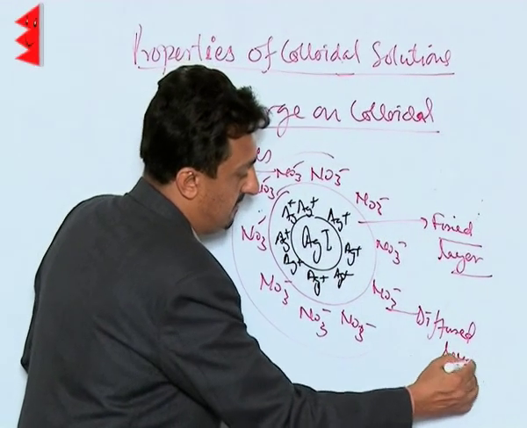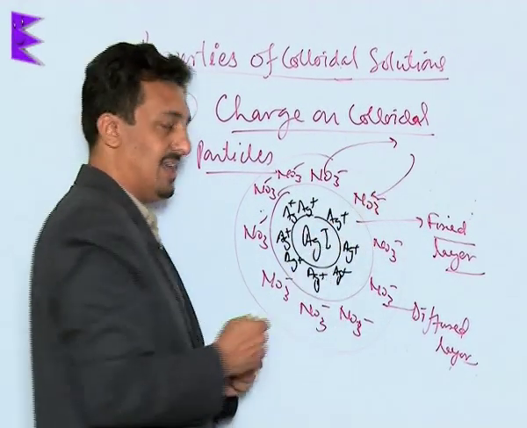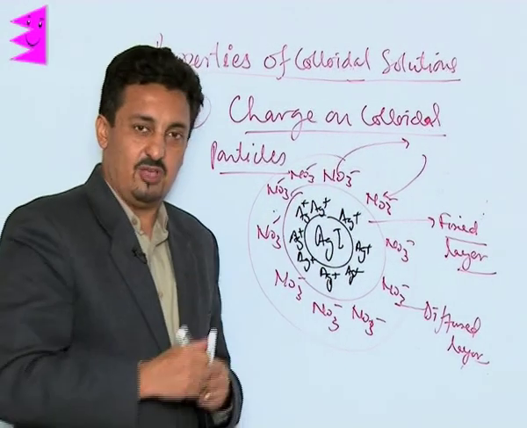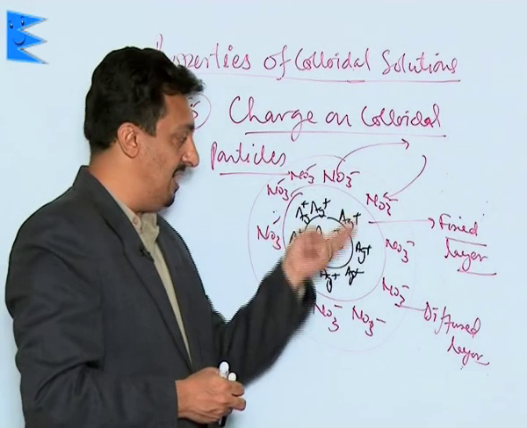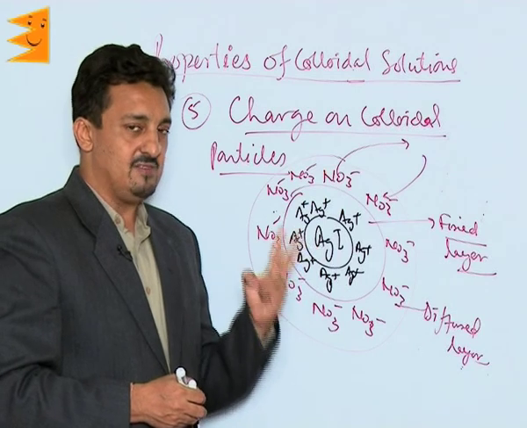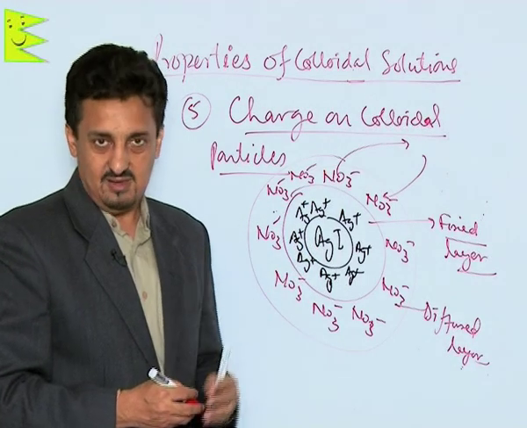the diffused layer. Why is it called diffuse? Because ions can go out and can come inside again. But this can't happen with the first layer, which is of the preferentially adsorbed ions. So this is how we have a double layer system around colloidal particles. These two double layers of oppositely charged ions are called Helmholtz's double layer.